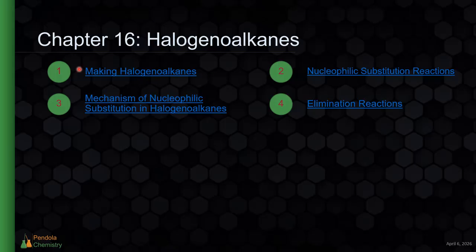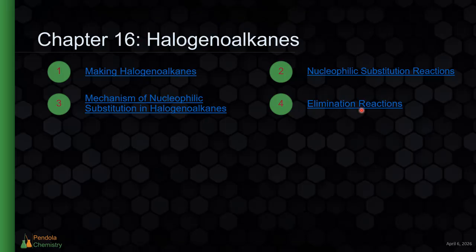I'll start, like always, with just what are halogenoalkanes and how do we make them. Then we're going to move on to one of the main reactions of halogenoalkanes, which are nucleophilic substitution reactions. So substitution reactions which use nucleophiles. We're then going to look at the 2 different mechanisms through which nucleophilic substitution reactions can occur, and we'll figure out how to differentiate between the 2 mechanisms.